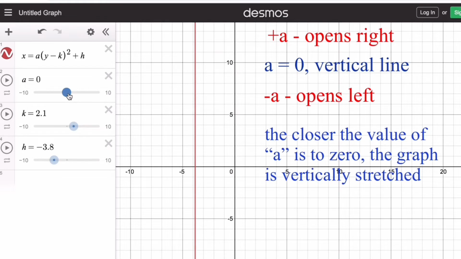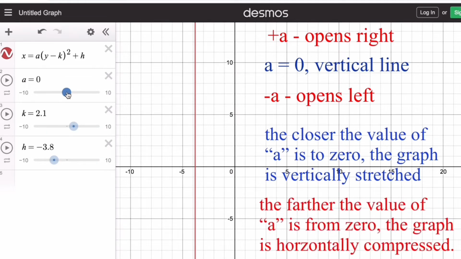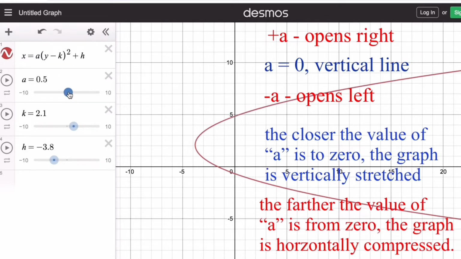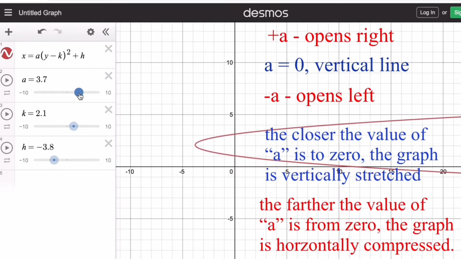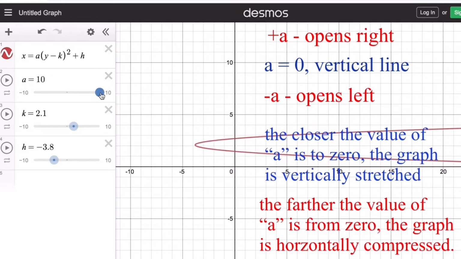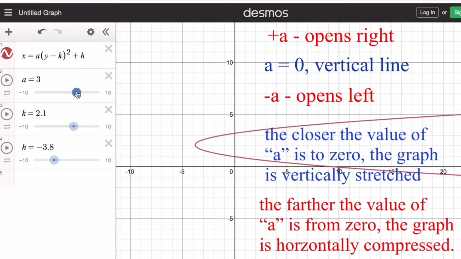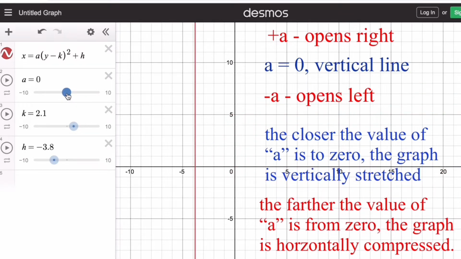On the contrary, if the value of A gets farther from 0, so right now it's a vertical line, if we go farther from 0 towards positive 10, the graph becomes horizontally compressed, meaning it becomes more and more horizontal in shape as we go farther from 0. This is also the same thing if we go the other side. If we start from 0, which is a vertical line, and change the value of A away from 0 towards negative 10, the graph becomes horizontally compressed, meaning it becomes more and more horizontal in shape.